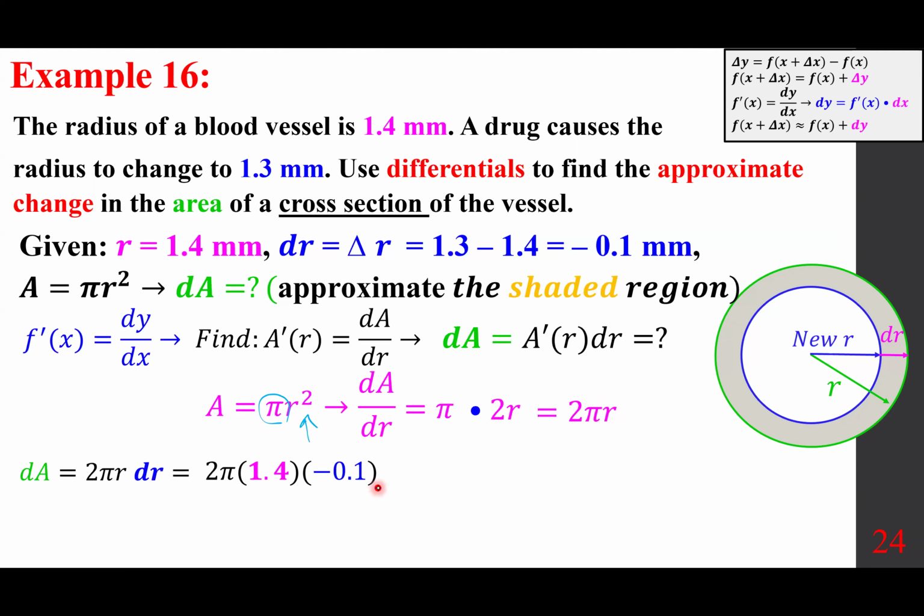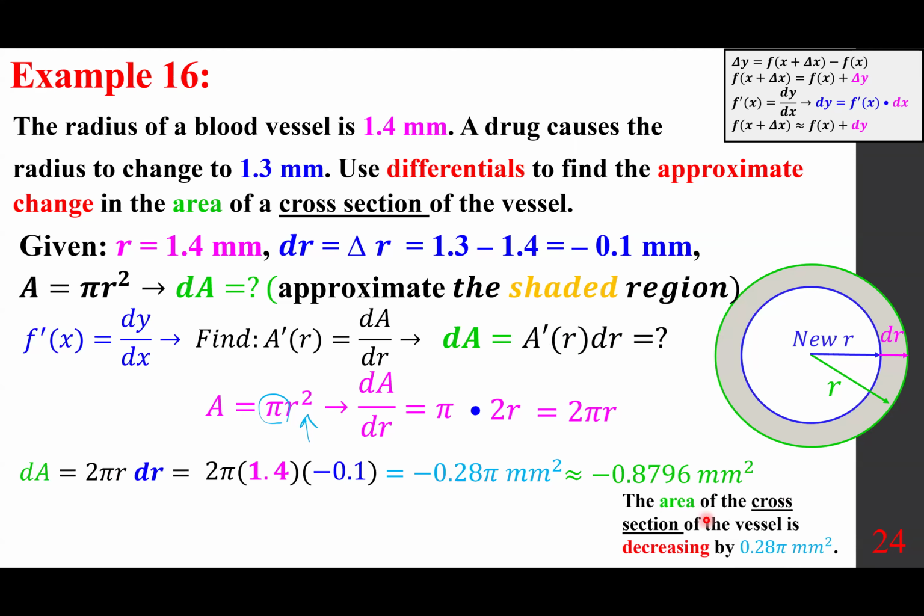And so their product is negative 0.28 pi, units of the area, millimeters squared. You can put it into a calculator with a bunch of decimals, and it becomes negative 0.8796 millimeters squared, which means the area of the cross section of the vessel is decreasing by this much, 0.28 pi millimeters squared. I like to write the exact answer. You have to show the work with the exact answer and then approximate it if they say so.